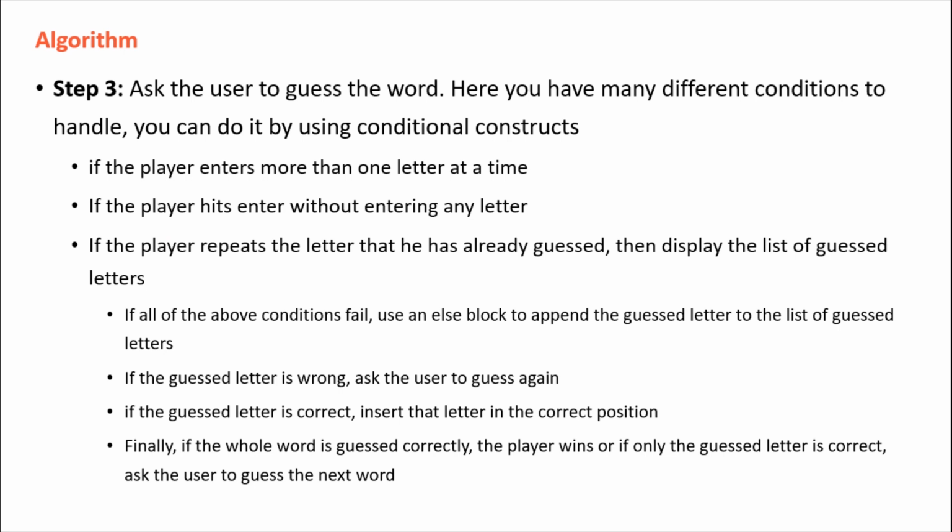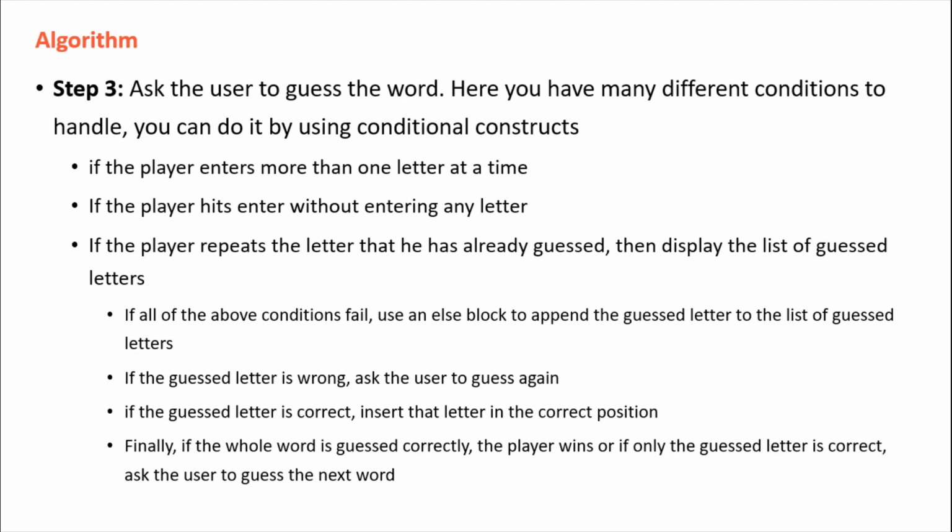So as you can see, the next step is asking the user to guess the word. Here you have many conditions to handle. You can do it by using conditional constructs. So these are the conditions that we must deal with, like if the player enters more than one letter at a time. Suppose if the player hits enter without entering any letter. Suppose if the player repeats the letter that has been already guessed, then you have to display the list of guessed letters. And then if all the above conditions have failed, we must append the guessed letter to the list of guessed letters.